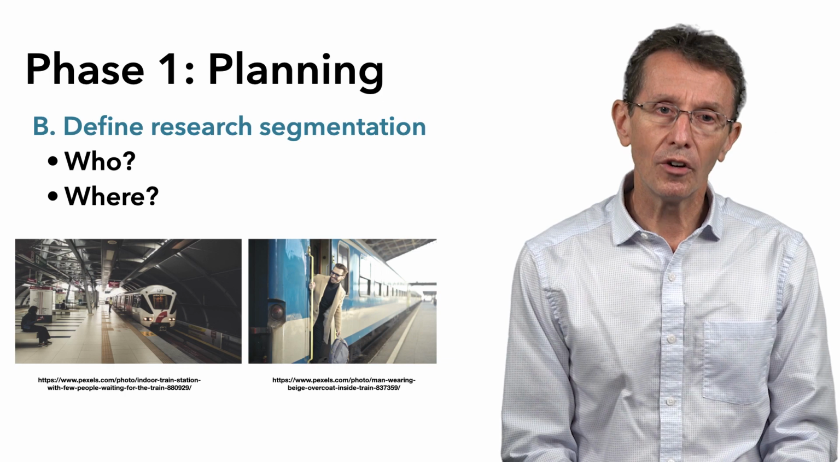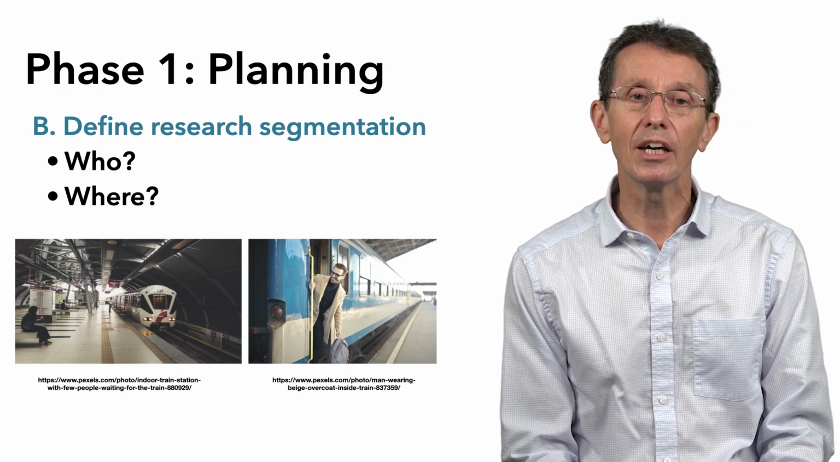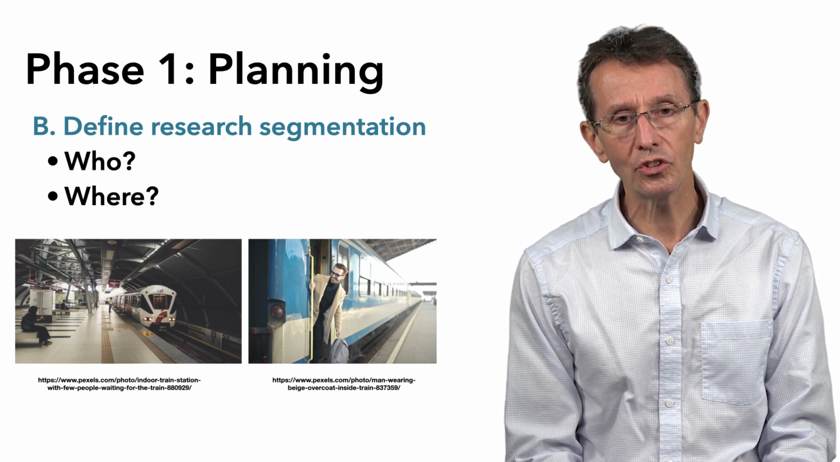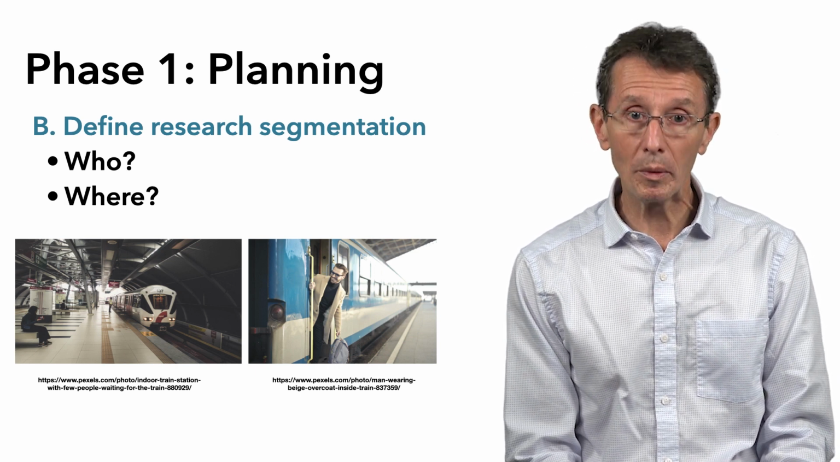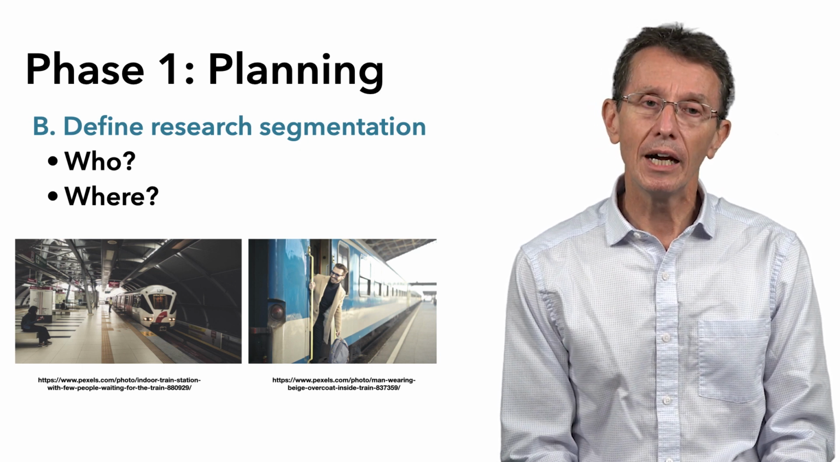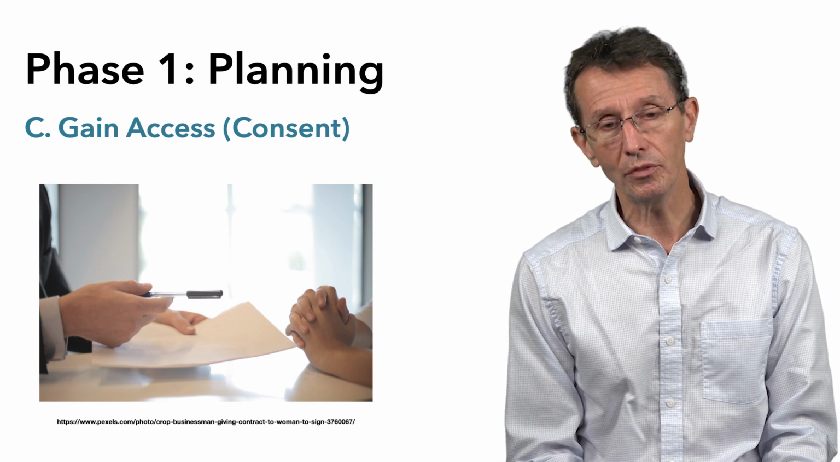Once we've identified what we're going to go and look at, the next question is, well, who's doing it and where are they doing it? And this is about defining a research segmentation. We need to define where we're going to watch, who we're going to watch, where we're going to find them. And inevitably that might point towards the need to gain access to go and observe in that environment.